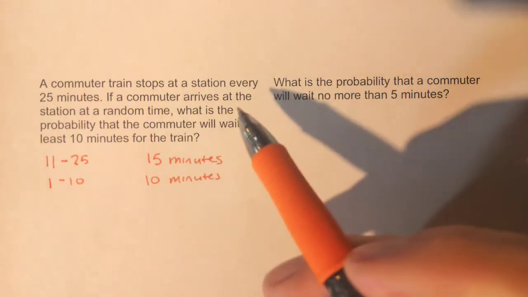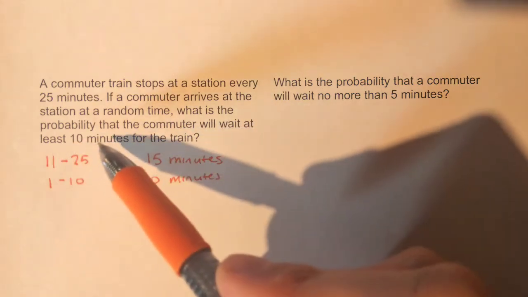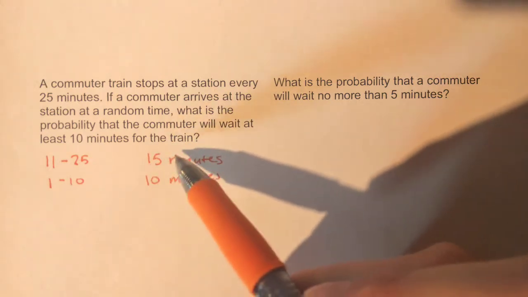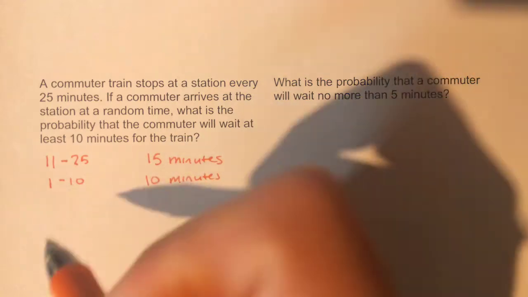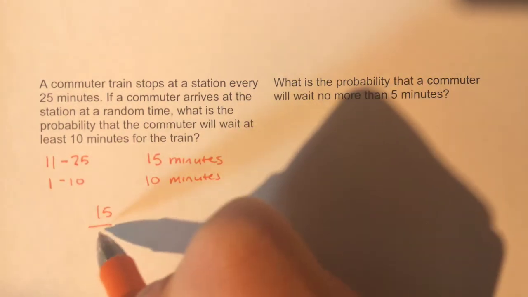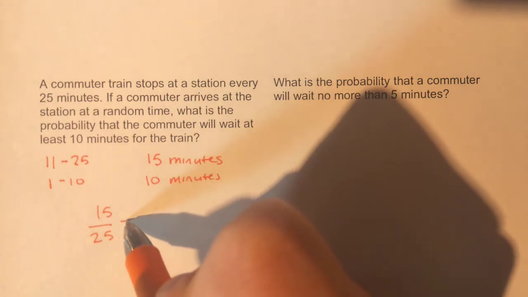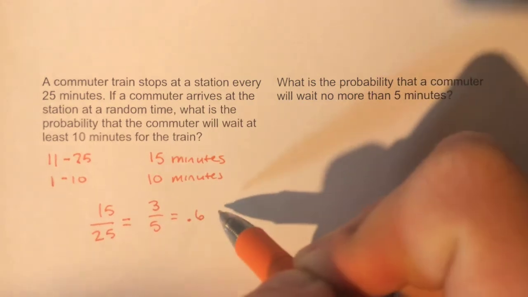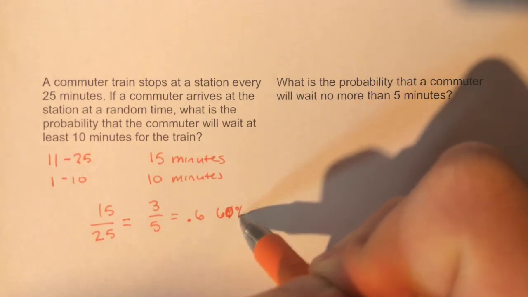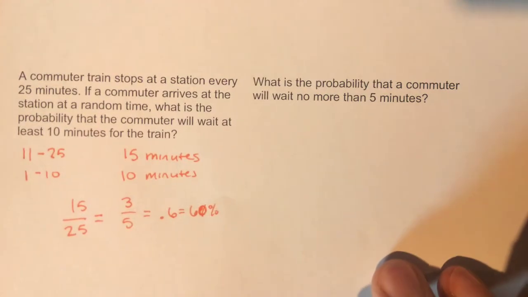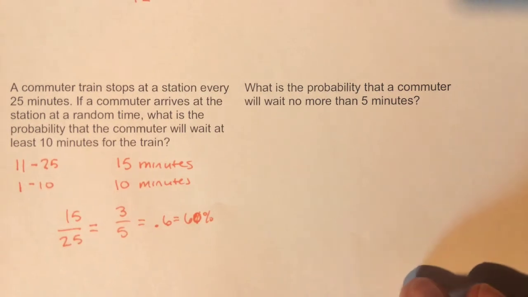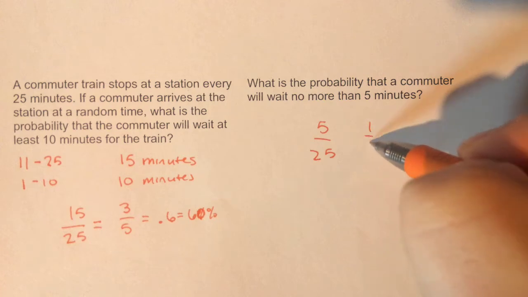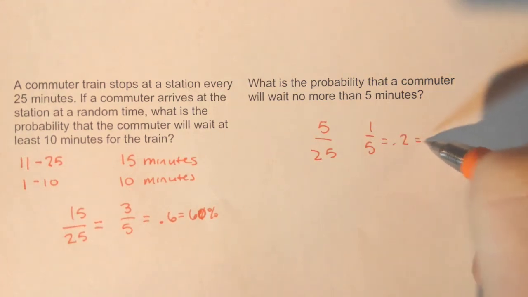So, what's the probability that he would wait at least 10 minutes for the train? If he waits at least 10 minutes, that's going to be 15 minutes out of a total of 25 minutes. And if you reduce that by 5, it would be 3/5. So that's going to be 0.6. That's 60% of the time. So there you go. What is the probability that he would wait no more than 5 minutes? That would be 5 out of 25. That's 1/5. That's 0.2. That's 20%.